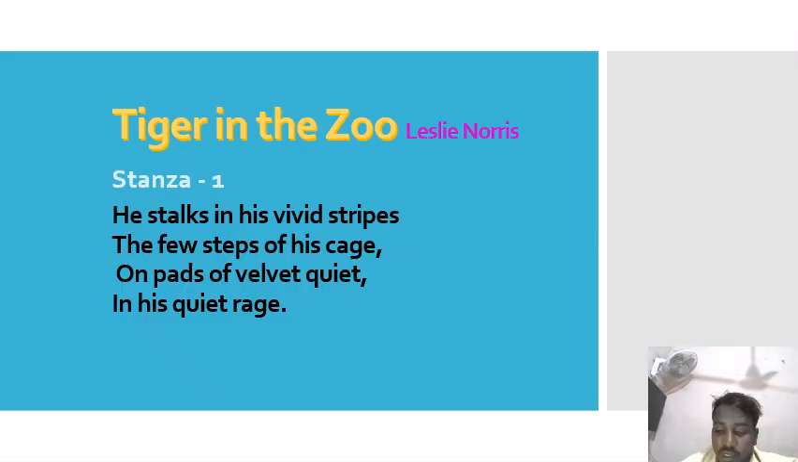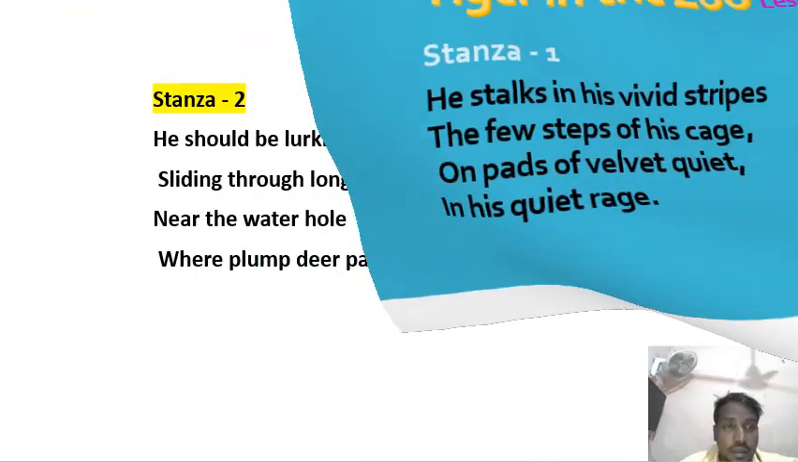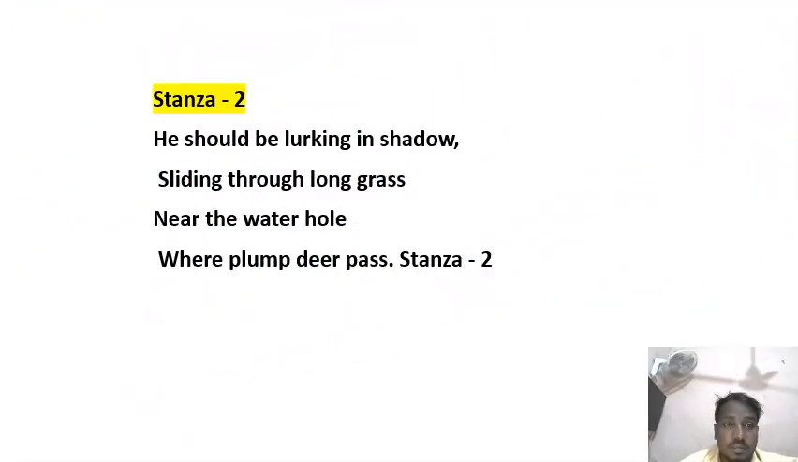Now let's move on to the next stanza. Stanza 2. He should be lurking in shadow, sliding through long grass near the water hole where plum deer pass. Yes, here what a tiger does in the jungle.